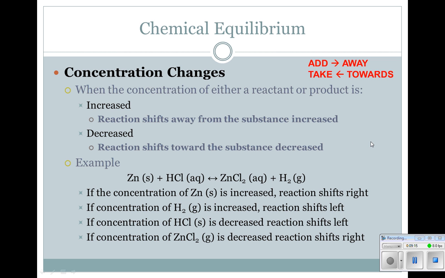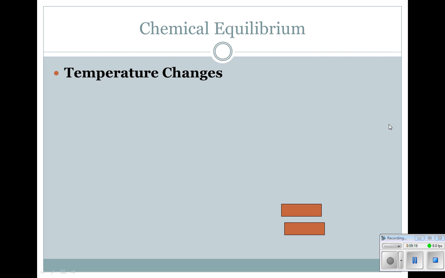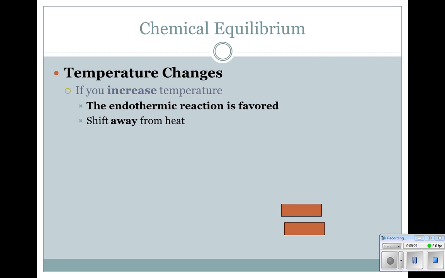So that's concentration. We're going to use the same idea to talk about temperature. If you increase temperature, the endothermic reaction is favored, which makes sense because endo means to absorb energy. So if we have a lot of available energy, so we increase the temperature, then we're going to favor the endothermic reaction. So it's going to shift away from the heat. So again, add away, add temperature, shift away from the heat.